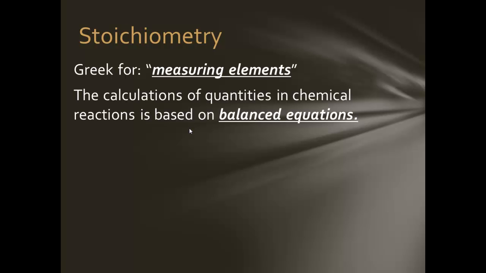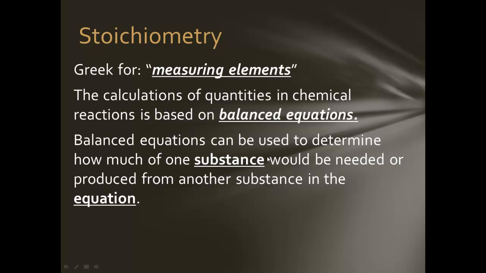Stoichiometry is Greek for measuring elements. And what we do with stoichiometry is we can calculate quantities of different chemicals in chemical reactions when we use a balanced equation. Balanced equations help us figure out how much of one substance we need or how much will be produced.